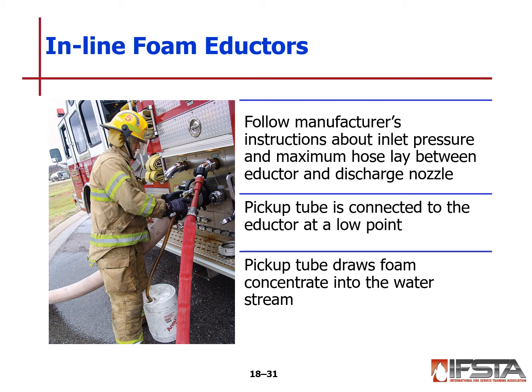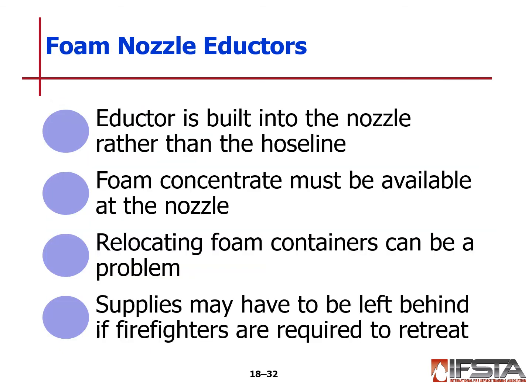A lot of these devices have to be operated at 200 psi at the eductor, and then you can only have 50 to 100 feet of hose depending on the manufacturer after the eductor. The pickup tube is connected to the eductor at a low point, and the pickup tube is what draws the foam concentrate into the water stream. The eductor is built into the foam nozzle.